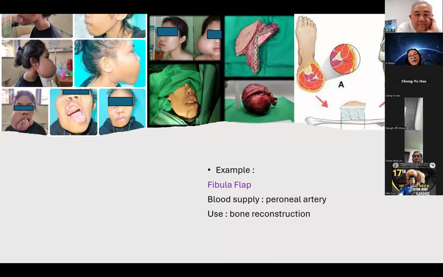Fibula flap is the ideal bone reconstruction. Usually this is a two-team approach where one team will do the ablative surgery and the other one will harvest the fibula flap. It's very robust. The blood supply is from the peroneal artery, and you can use it for maxilla or for mandibular.